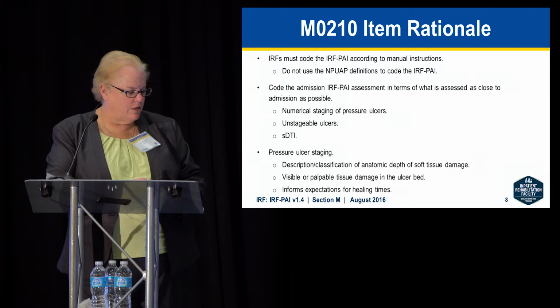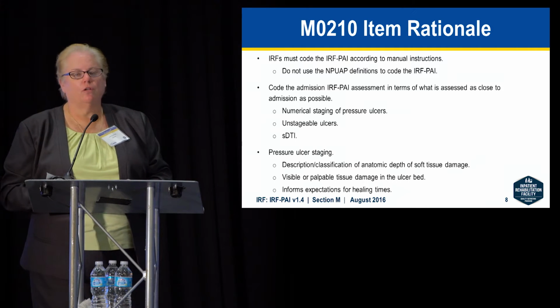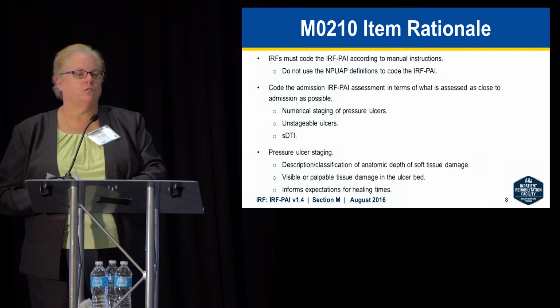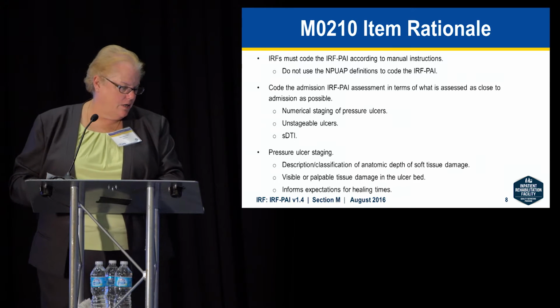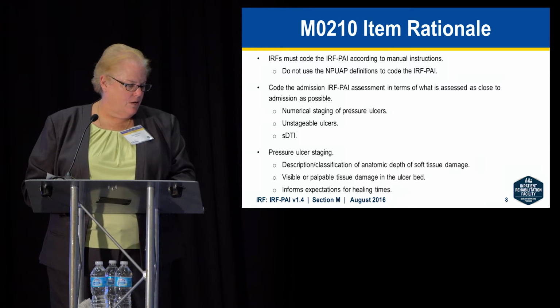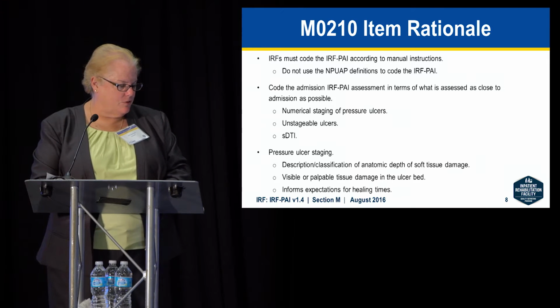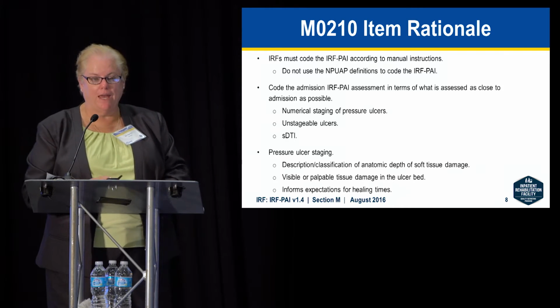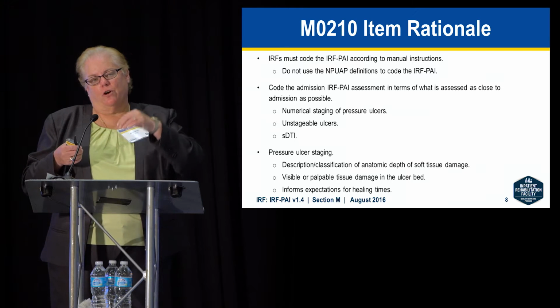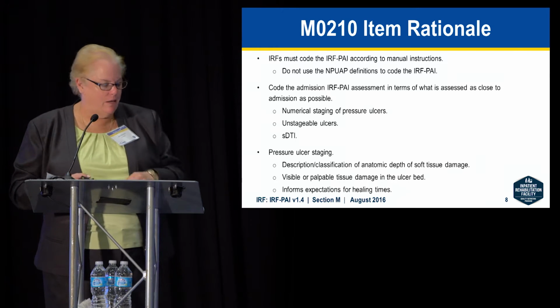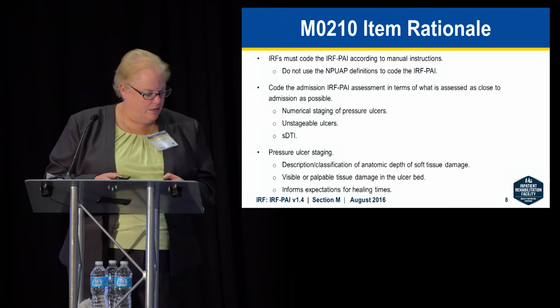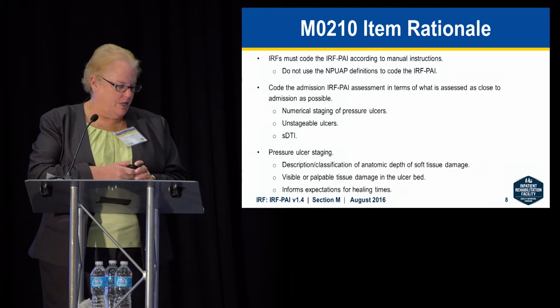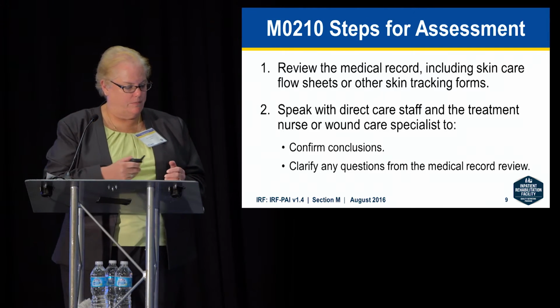Let's see, so numerically stage the pressure ulcers, determine if it's unstageable, and determine also if it's a suspected deep tissue injury. We want to use things like description and classification of anatomical depth and soft tissue damage, visible or palpable tissue damage in the ulcer bed. So if it's covered with a little slough or eschar, but we can see down and we see bone and tendon, then we know that we can code that.